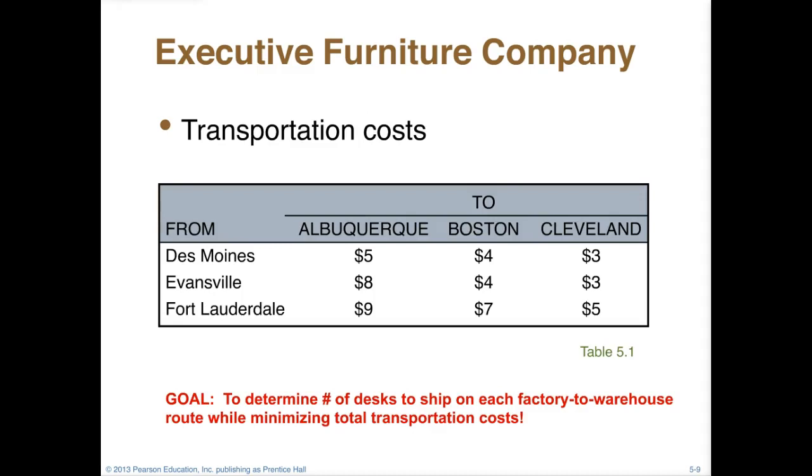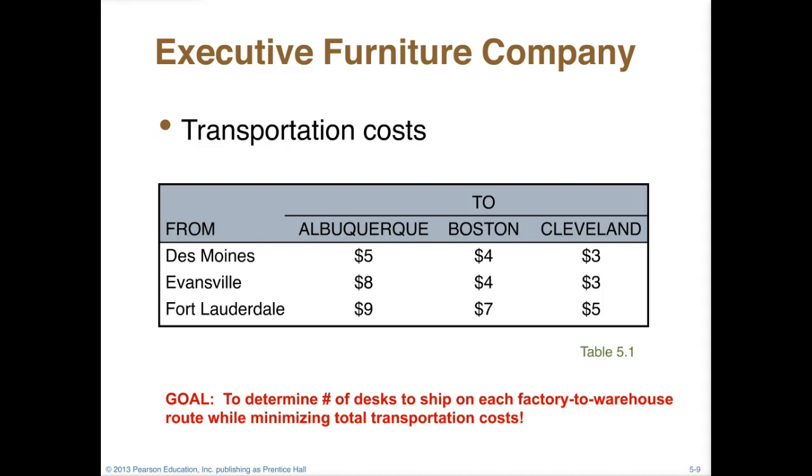Now, here are our transportation costs. And so we see that if we're shipping from the factories to the end destinations, to ship from Des Moines to Albuquerque is $5, for example. But to ship from Evansville to Albuquerque is $8. So you can look there and see that we have all these different prices based upon where it's coming from and where it's being shipped to.